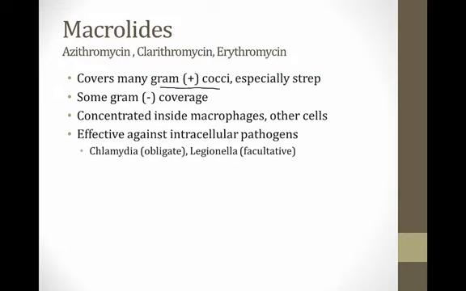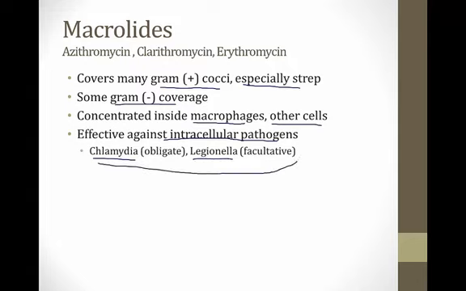Macrolides cover many gram-positive cocci, especially strep, and this is why they're sometimes used for pneumonia. They also have some limited gram-negative coverage, and very importantly, they're concentrated inside of macrophages and other cells. This makes them effective against intracellular pathogens like chlamydia, which is an obligate intracellular pathogen, and Legionella, which is a facultative intracellular pathogen.